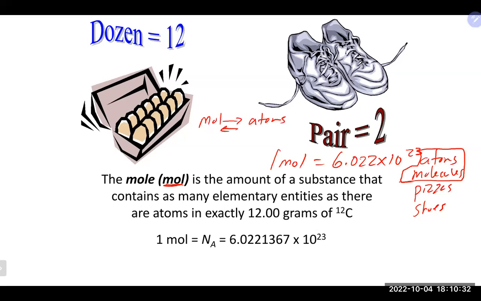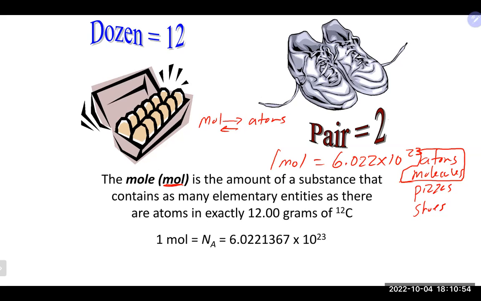So sometimes people want to use Avogadro's number everywhere in a calculation, and you shouldn't do that. You should only use Avogadro's number if there's some mention of atoms, some mention of molecules, or you're asked to find something in atoms or molecules. If they really don't mention that, you should leave Avogadro's number on the side. So that is basically what a mole represents.